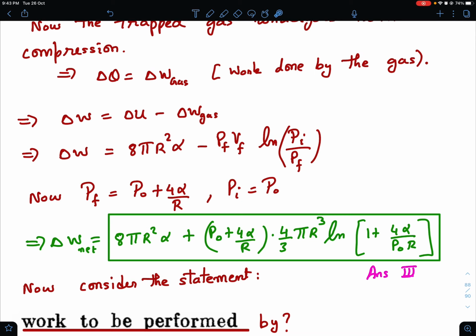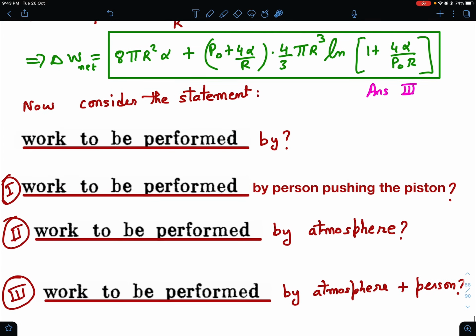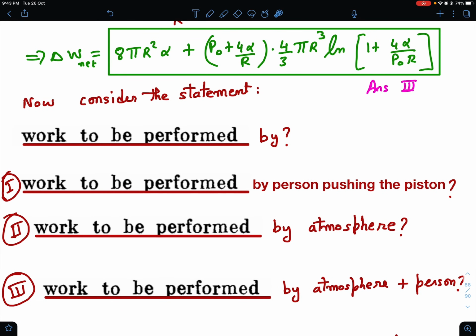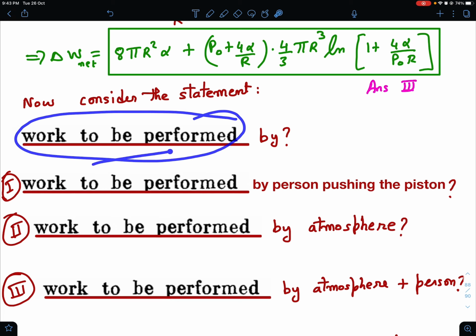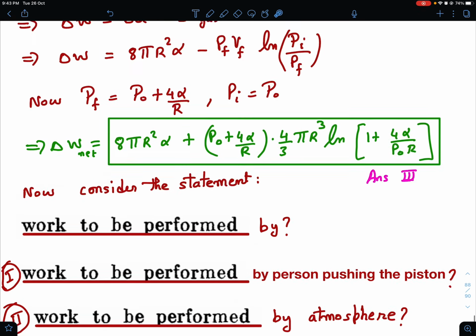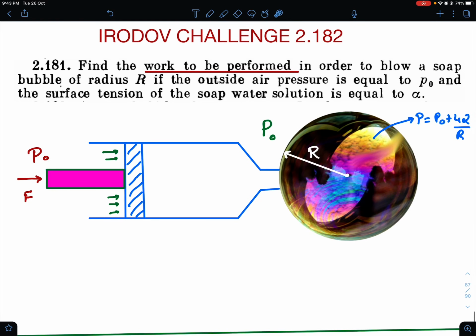But even though we have done some mathematics, we need to verify whether what we have calculated is what is intended in the question. So the language used is work to be performed, but it's not mentioned by whom. So it can mean different things. Why? Because as I modeled it, there is some piston, it's being pushed by a person. So normally we are interested in the work that is required to be done by my machine or by my hand.